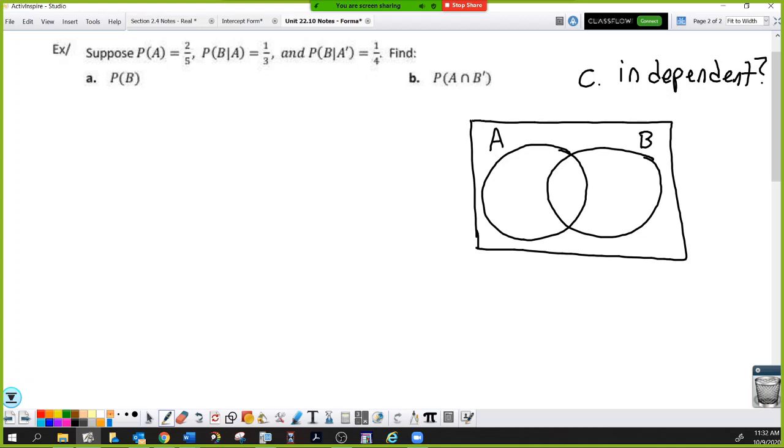Part A. Let's find the probability of B. I see that I have given information, meaning conditional probabilities. I was given A, I was given A naught. This is for part A: the probability of B given A. I'm going to write the formula for this. That is the probability of B intersect A divided by the probability of A.